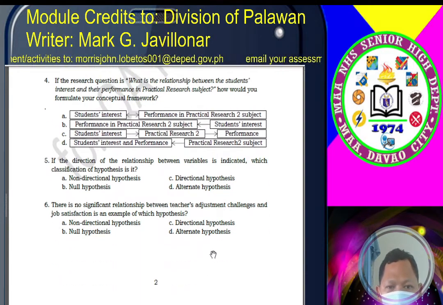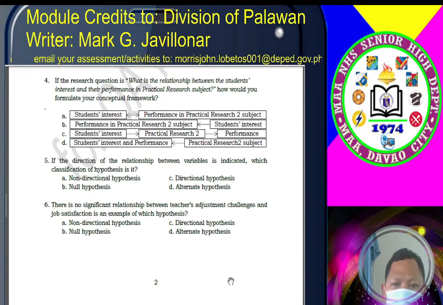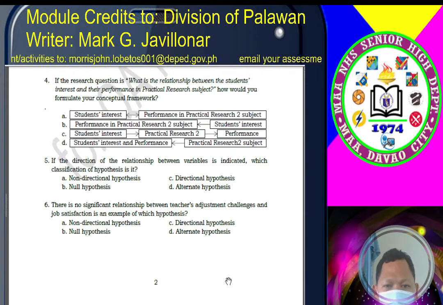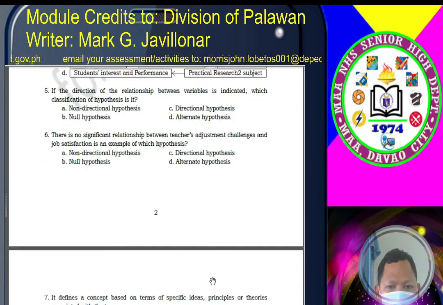Number 5. If the direction of the relationship between variables is indicated, which classification of hypothesis is it? A. Non-directional hypothesis. B. Null hypothesis. C. Directional hypothesis. D. Alternate hypothesis. The correct answer is letter C, directional hypothesis.